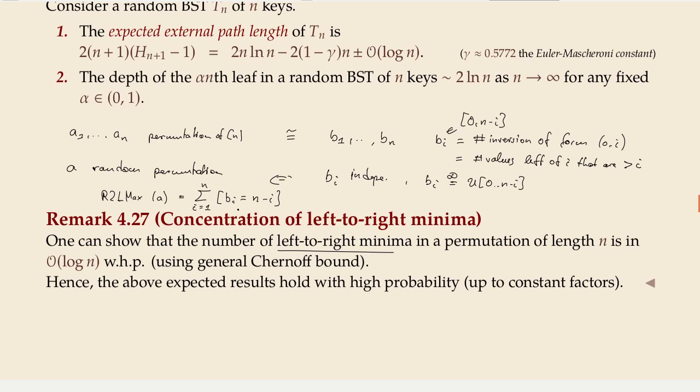And the good thing about these is that these events are independent. Okay. So this number of left to right minima is the sum of independent indicator random variables. And for these, you can use this general Chernoff bound, which gives you a very sharp concentration.